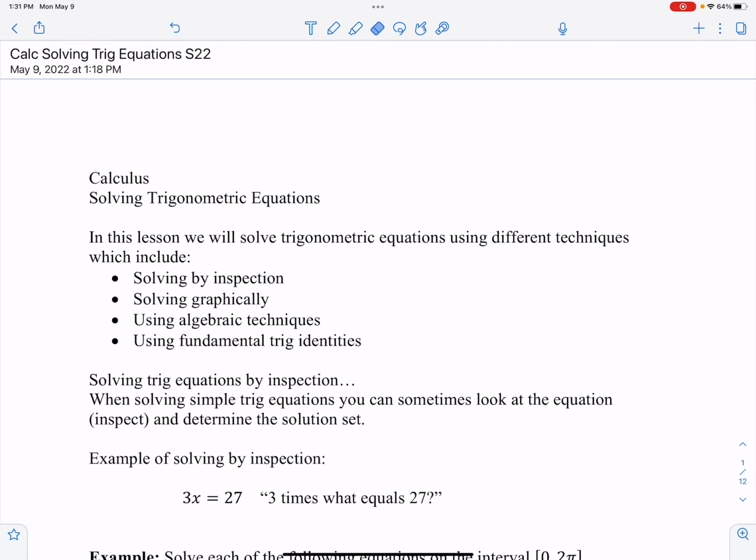Hi there, so this video is going to be reviewing solving basic trig equations, and we're going to look at using a couple different methods in order to solve basic trig equations. So solving by inspection, solving graphically, which you can actually solve more complicated trig equations graphically, but then also using certain algebraic techniques like properties of equality, factoring, and then also using some of the fundamental trig identities that you should be familiar with. So we're going to first talk about solving by inspection.